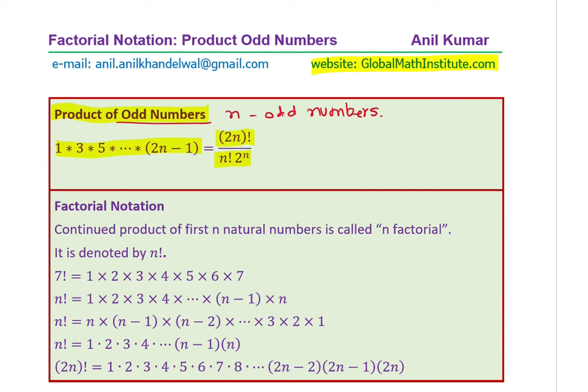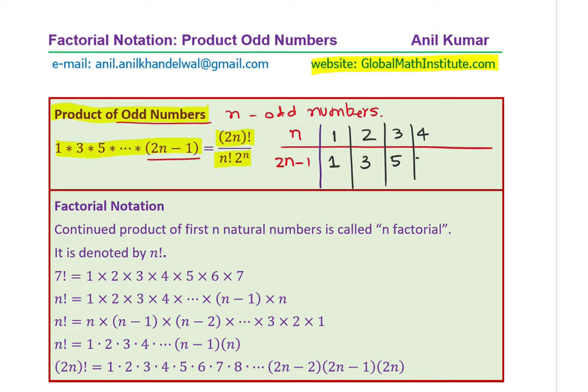Now, look at 2n minus 1. If n equals, let us say, 1, what is the value of 2n minus 1? Think like this. I'm going to make a table for you, put some values of n and some values of 2n minus 1, and calculate what these values are so that you understand how we write these numbers. If n is 1, then 2 times 1 is 2, and you get the number 1 itself. If n is 2, then 4 minus 1 is 3. If n is 3, 6 minus 1 is 5. And if n is 4, 8 minus 1 is 7, and so on.